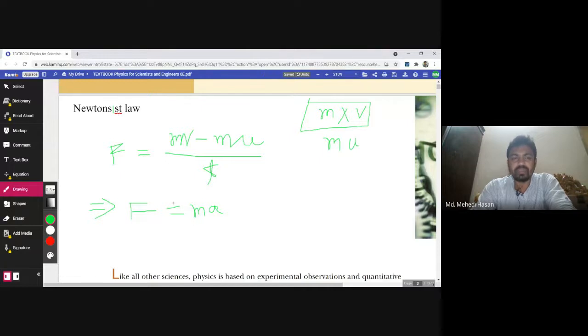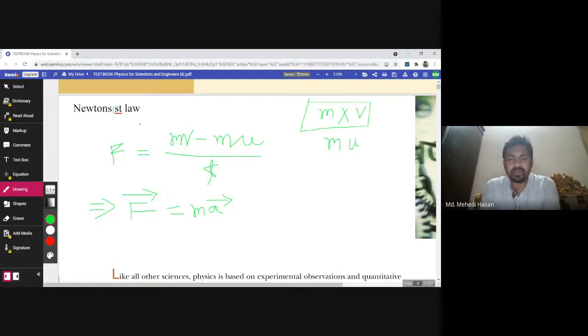So you have to use this equation to solve the problems. Okay, so F equals ma. Now we know that force and acceleration are vector quantities, so you have to take this equation in vector form. So F vector is equal to m times a vector. This is Newton's second law.